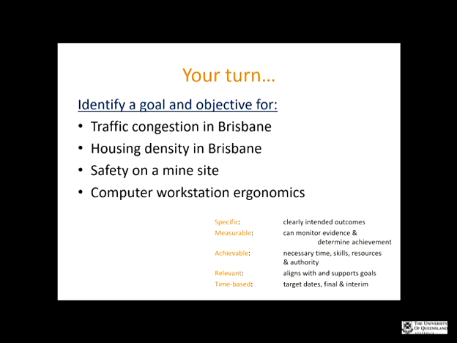I'll do an environmental management one to go with that. We can say we're going to have a goal and an objective for biodiversity conservation in southeast Queensland, okay? But you can choose any of those four if you prefer, environmental managers. So have a go at identifying a goal and an objective for that, and there's your SMART criteria down the side there.